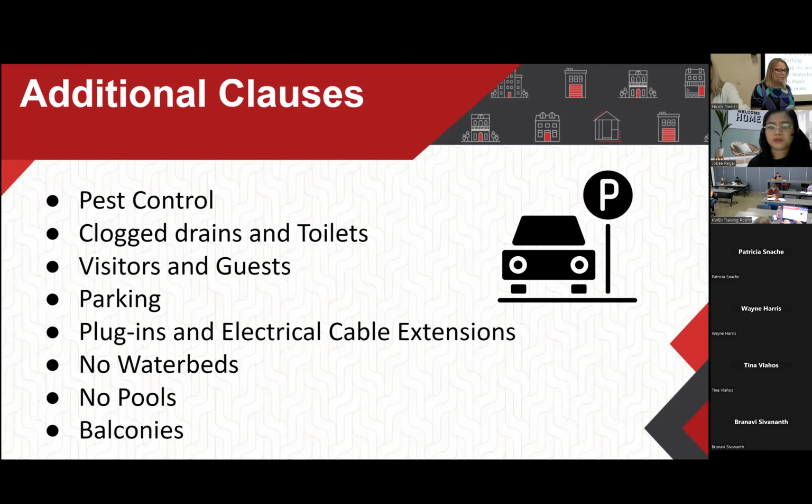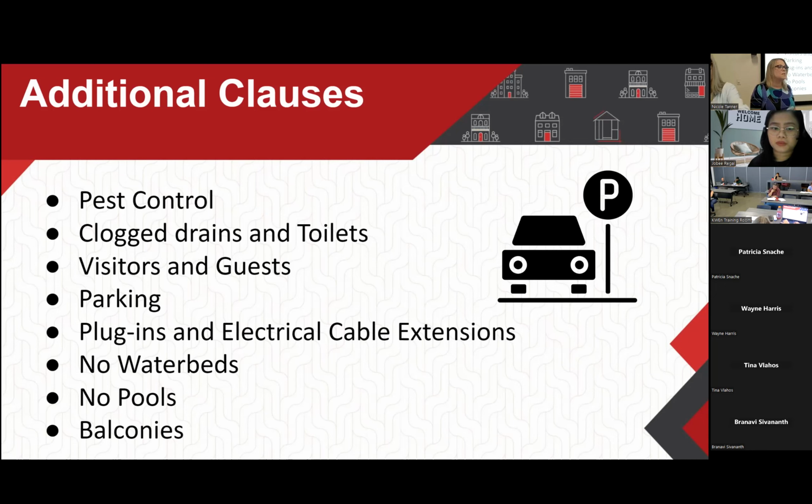Balconies. So that's another one. On balconies, you can't be hanging clothes all over the balcony, cooking, barbecuing, or using it as storage. Flower containers have to be hung on the inside. I mean, it's just really common sense. Carpeting is not permitted, and that's because it would cause damage.